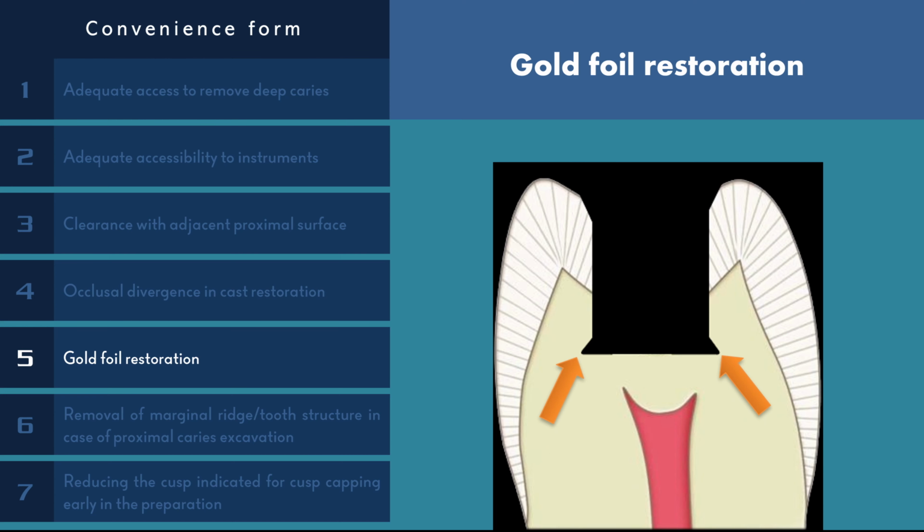For a gold foil restoration, the convenience points are provided in the line and the point angles of the tooth preparation. Some sharp point angles are created in the tooth preparation which will act as a convenience point from where the restorative procedure of the direct filling gold restoration is initiated. So providing a convenience point is also a convenience feature.